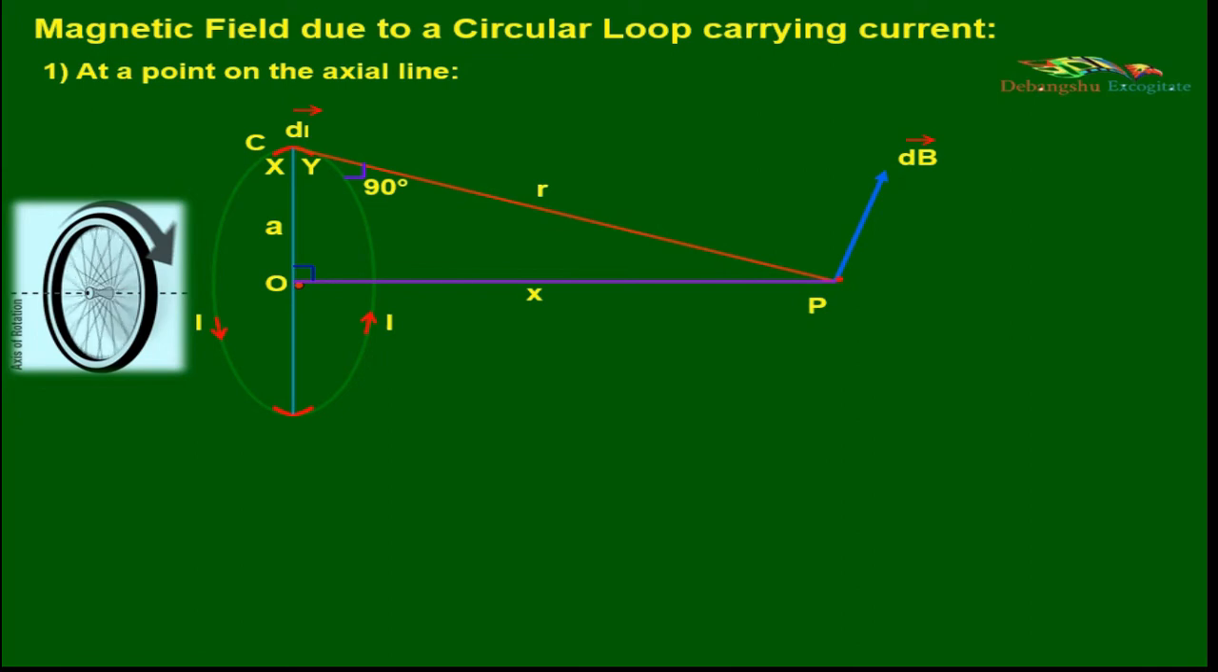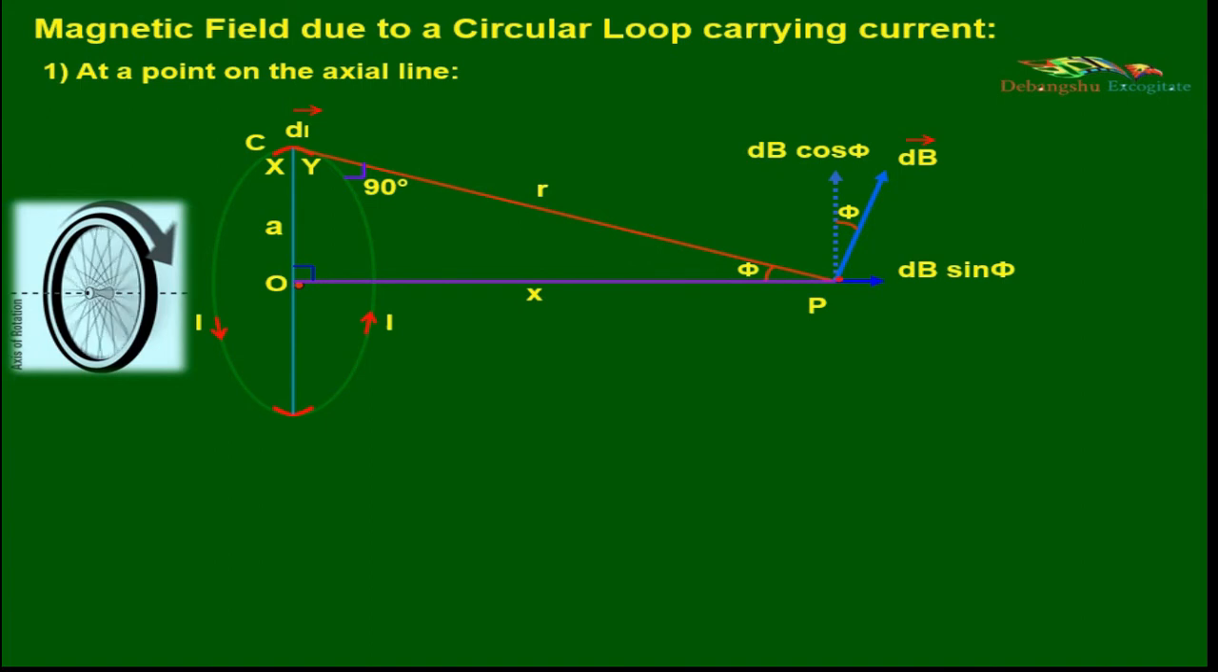Similarly, we can have dB, the magnetic field due to I dl at point P. Very simple application of your right hand thumb rule, you can find out dB is perpendicular to r.